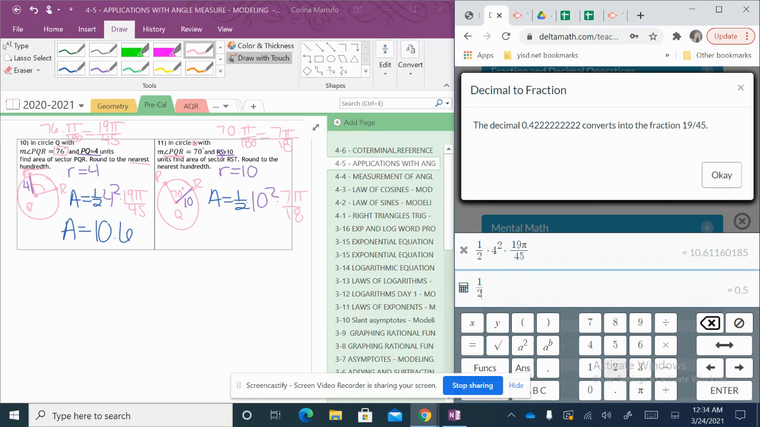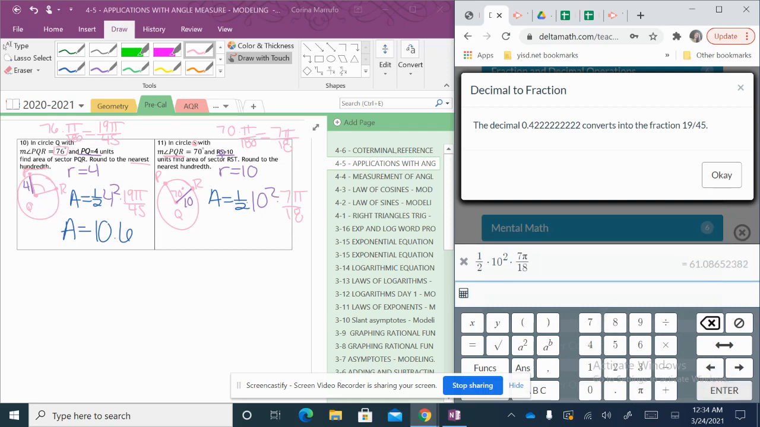So we plug that in the calculator, exactly the way we see it. So 1/2 times 10 squared times 7 pi over 18. Enter, that gives me 61.08, so that would round to, oh, we're going to the hundredths, 61.08. This one I didn't round to the hundredths, but it's kind of late for me to go back.